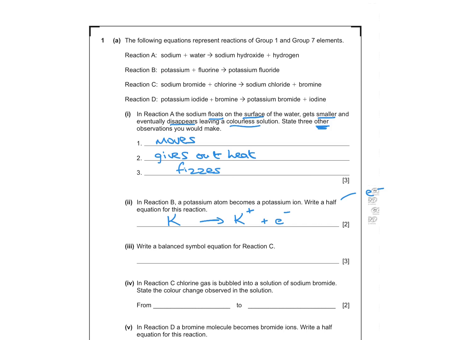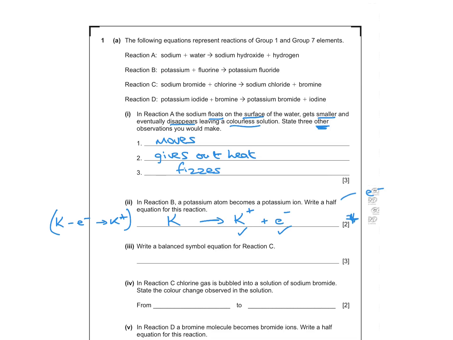So there's a mark then for the K and the K plus, and there's a mark then for putting the e minus on the right hand side. You are also allowed to put K minus e minus goes to give K plus. But it's generally written the way I have it here.